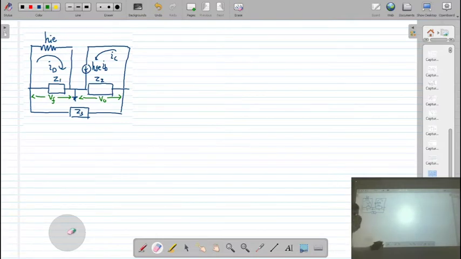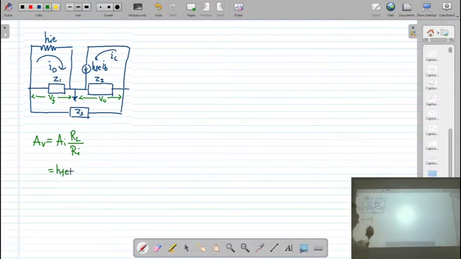Now, first of all, we will write the voltage gain of the amplifier. The gain of the amplifier, as you already know, is given as AV equal to, by the standard formula, AI into RL divided by RI. Correct? We have used this formula in negative feedback also. Now, what is the current gain? The current gain of the transistor is hfe.